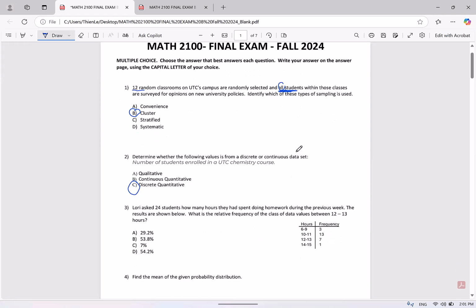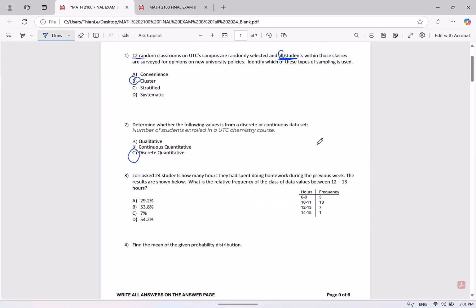Integer. So here in question number 3, Laurie asked 24 students how many hours they spent doing homework during the previous week, and the result is presented in a relative frequency table here. And what's the question here? What is the relative frequency of the class value between 12 and 13?